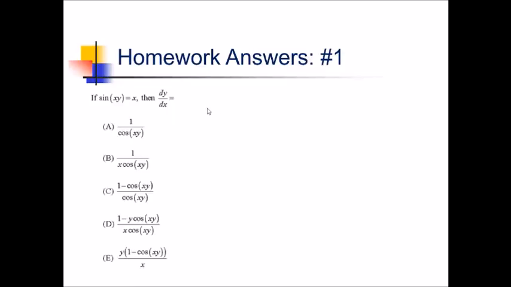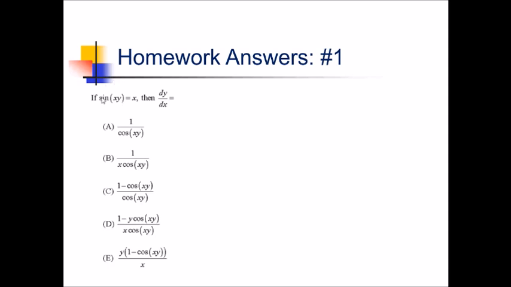For number 12, they want the derivative of sine of xy equals x. This one's actually a bit more of a pain than it looks like it's going to be. So we've got sine of xy. This is a chain rule with a product rule inside. And of course, there's y's inside for that product rule.